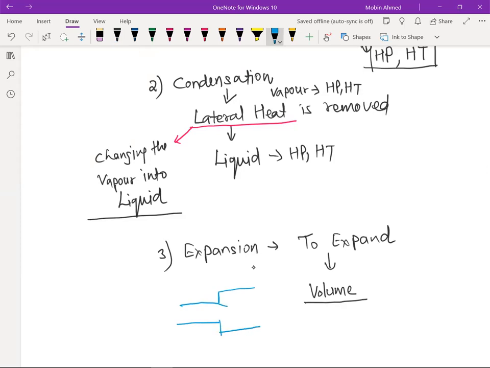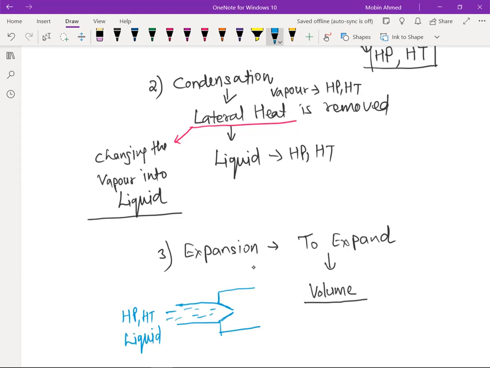Like this. And this is the nozzle. What happens here? We are going to have a liquid. So this is a liquid, the high pressure, high temperature liquid. Refrigerant liquid.